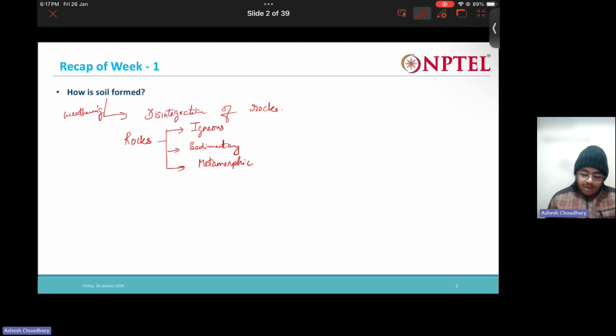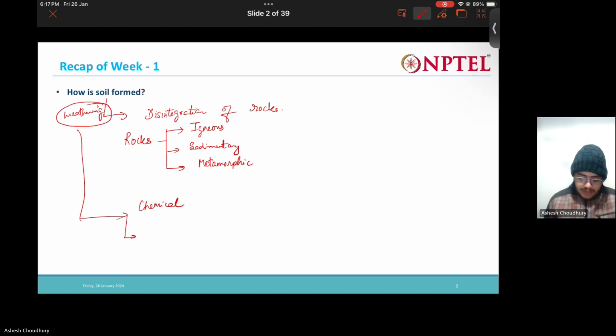Okay, so how are soils formed? Soil is actually formed due to rock weathering. Right. So weathering can actually be chemical or it can be mechanical. Okay, so chemical weathering or mechanical weathering.